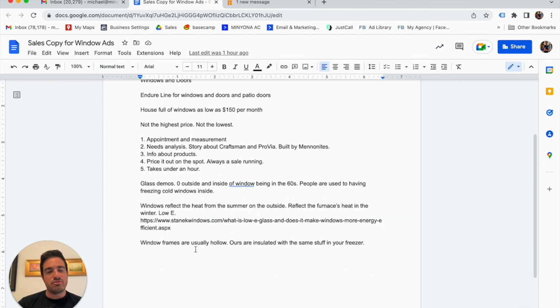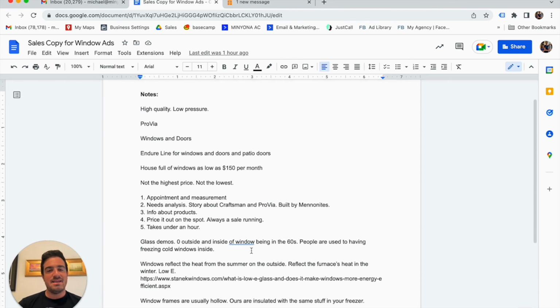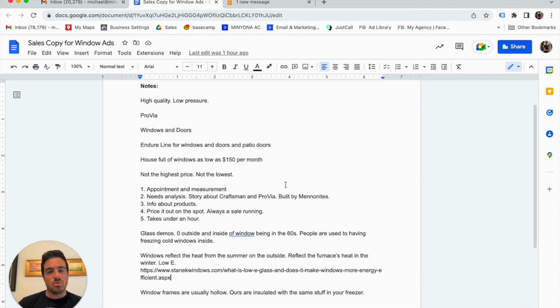He also mentioned that window frames are usually hollow, but his are insulated with the same stuff in your freezer. Now, that's a really cool selling point. I mean, you think to yourself, freezers keep cold in and keep the warm air from going into the freezer. So that's awesome. What a cool selling point. That's such a no-brainer in terms of putting that in the sales copy. So I've got a lot to work with here, a lot of pieces of marketing gold that I'm going to be able to write into really awesome sales copy for this client for his window advertising campaigns.